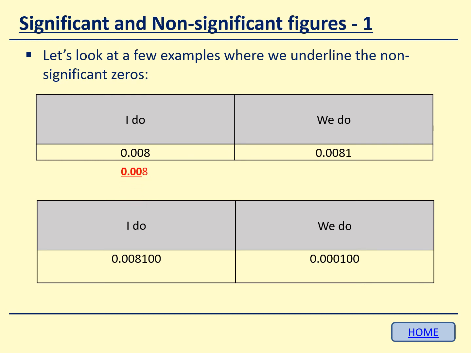Then the next I do, 0.008100. The non-significant zeros are the ones before the 8 and also the ones after the 1. Okay, so what you're going to do now is you've got 1 minute or longer. You can pause the video, and then I will reveal the answers to the we do.